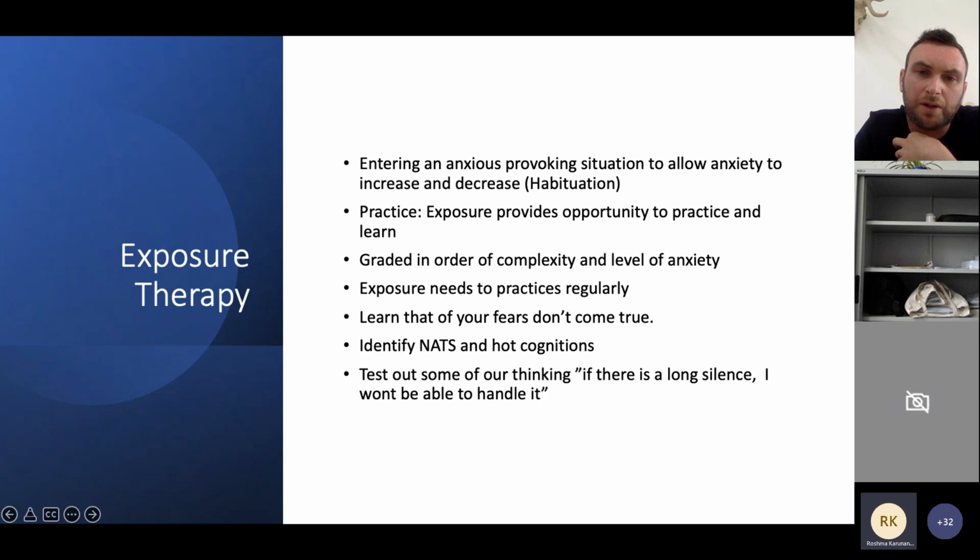Identify negative automatic thoughts and hot cognition. So once a person is being exposed, they're going to be very aware of what's going on in their head. But what they'll be supplemented with is a new way of thinking, and they'll be able to think a little bit differently now to give them the tools to be able to do that. And they can test out some of our thinking. For example, some people might say, if there is silence, I won't be able to handle it. So what do you do? You create silence. You get them into a situation where they don't say anything to test their own belief systems.